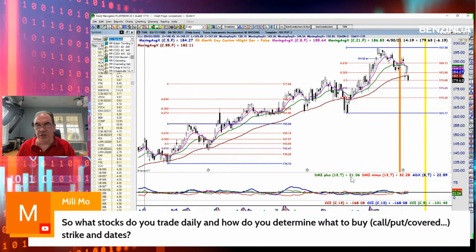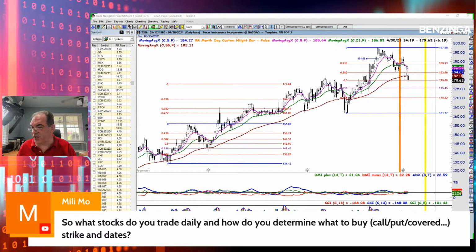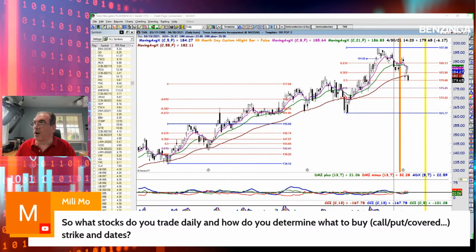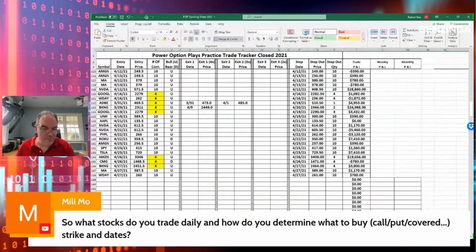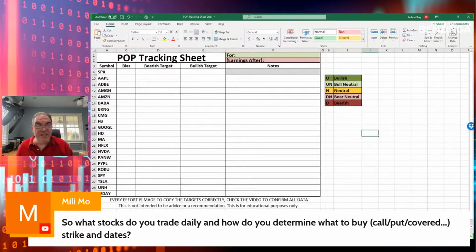No, you know what? Let's do it this way. That'll be easier. I already have the spreadsheet here. Where'd it go? Oh, I moved the spreadsheet to another page. Okay. That's the symbols right there.